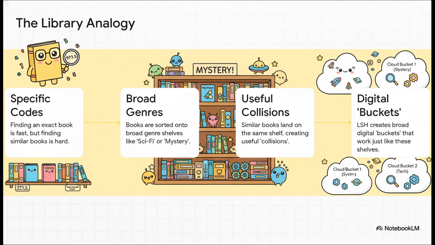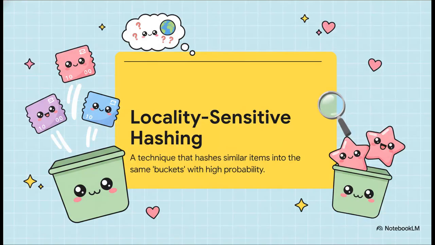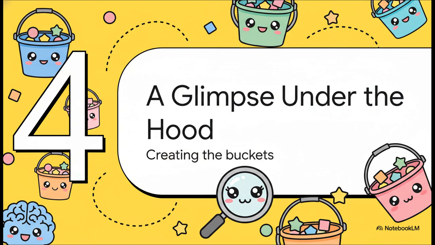It creates these big, broad digital buckets instead of shelves. So let's put a formal definition on it. Locality-sensitive hashing, or LSH, is basically a technique that hashes similar things into the same digital buckets with a high probability. Now that last part is super important, with high probability. It's not a perfect system, okay? It's an approximation, but it's an incredibly fast and effective one. Instead of searching through billions of items, you now only have to search inside one tiny, highly relevant bucket. It's a game changer.